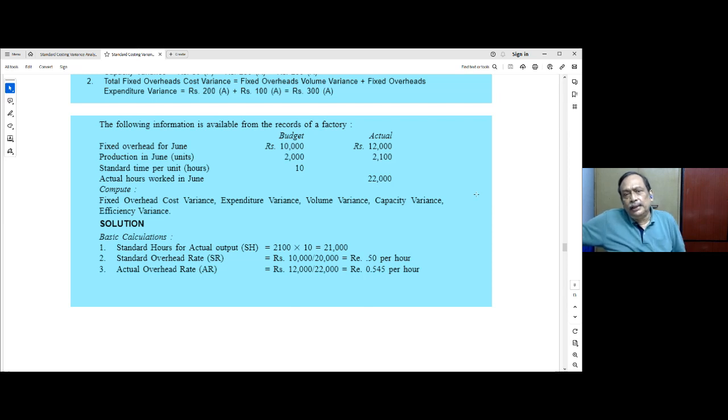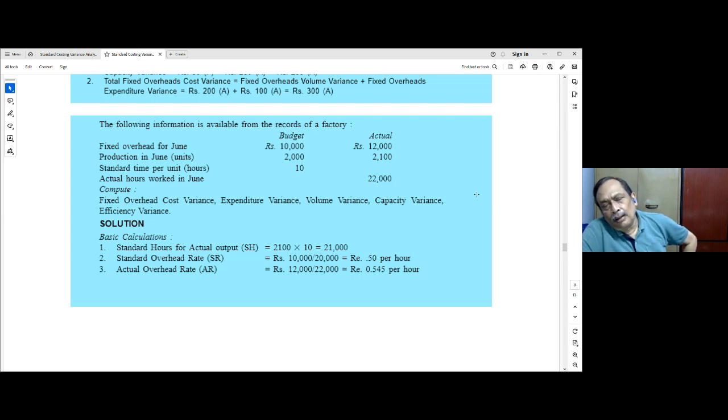Production in June, in units: budget is 2,000, actual is 2,100. Standard time per unit in hours, under budget, is 10. Actual hours worked in June are 22,000. So we are required to compute the fixed overhead variances like cost, expenditure, volume, capacity, and efficiency.